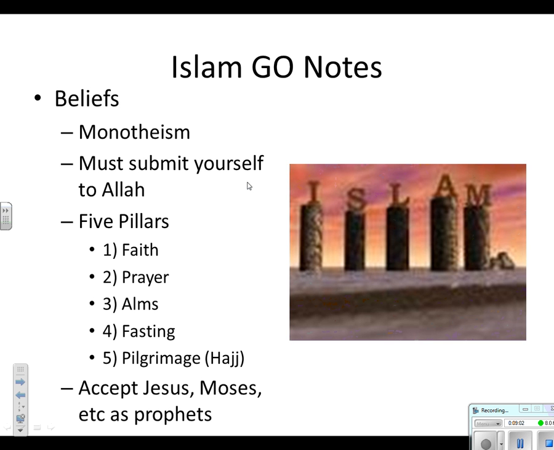Another important note is that Islam does actually accept other prophets, such as Jesus and Moses, as prophets. But they have some major differences. They don't believe Jesus is the Son of God, and they believe Muhammad is the greatest of the prophets. But they don't ignore other religious prophets. And the places of worship for Islamic people are called mosques.